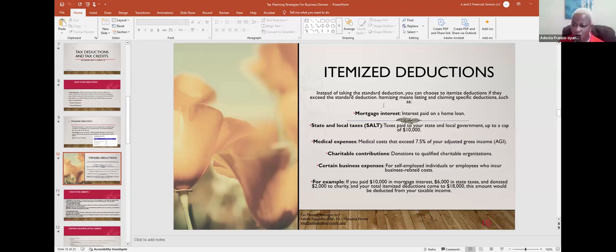So you want to make sure as a taxpayer that you take advantage of itemized deductions. You want to keep your receipts, and you also want to keep in mind things that fall under itemized deductions. All right.